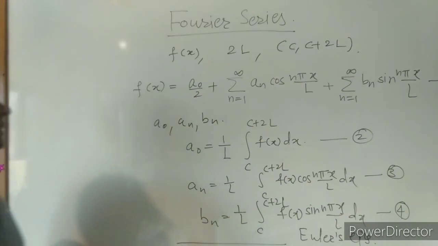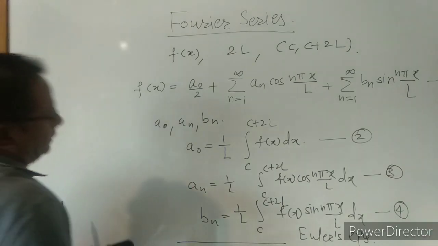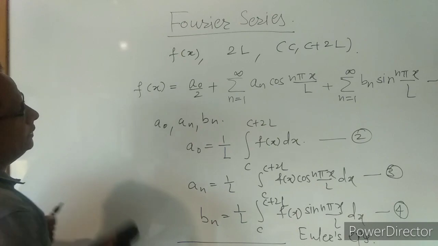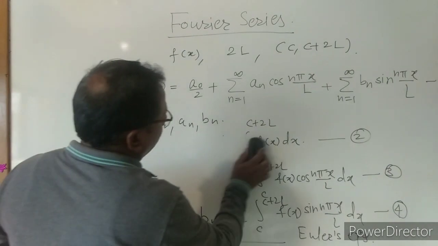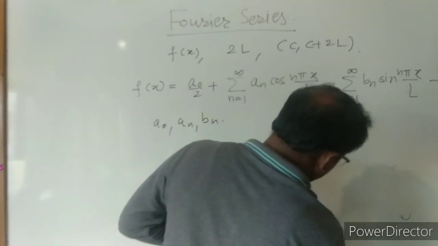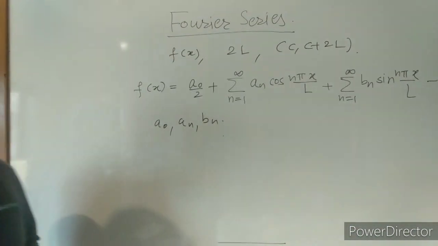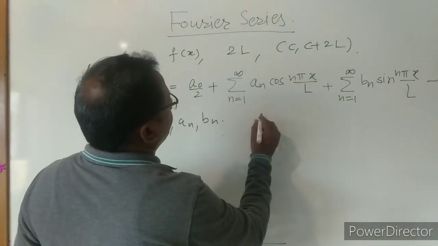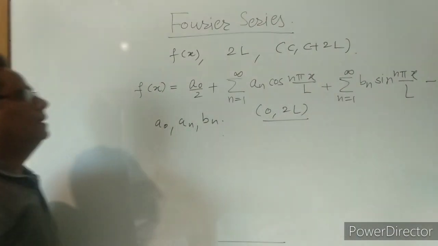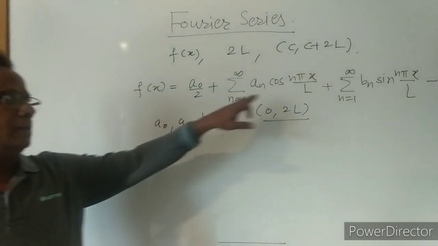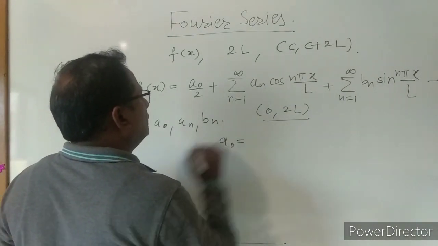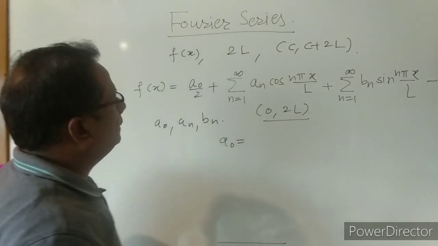Now we'll see different cases, and for those cases how this Fourier series and these coefficients are determined. First of all, we'll see the case where c is 0. What happens if c is 0? If c equals 0, the interval of definition will be 0 to 2L. And the Fourier representation will be given by equation 1. And this a0, an and bn are now obtained in this way.